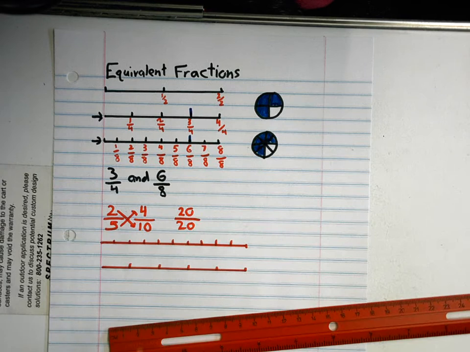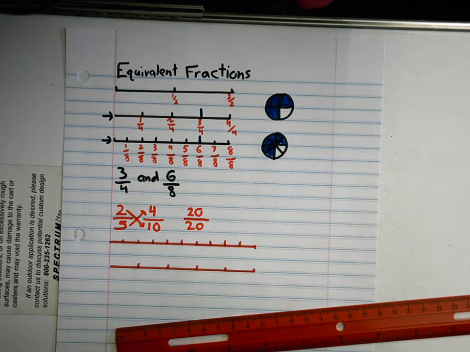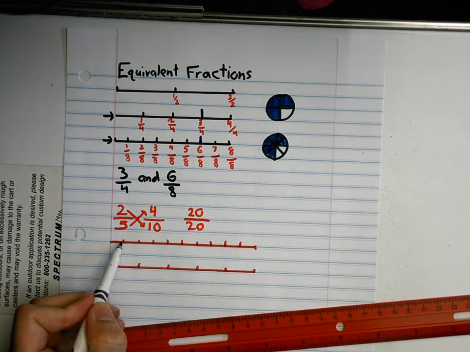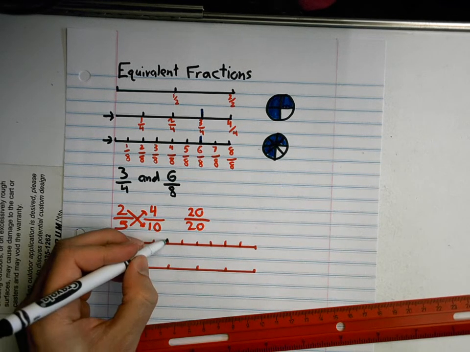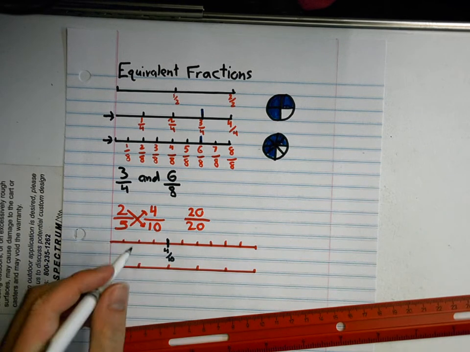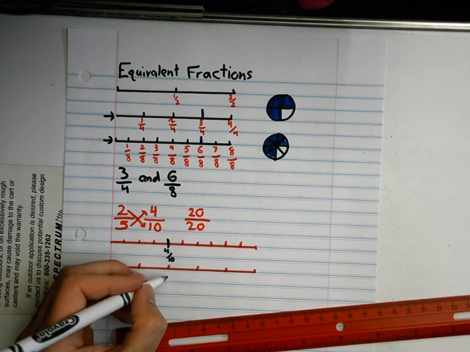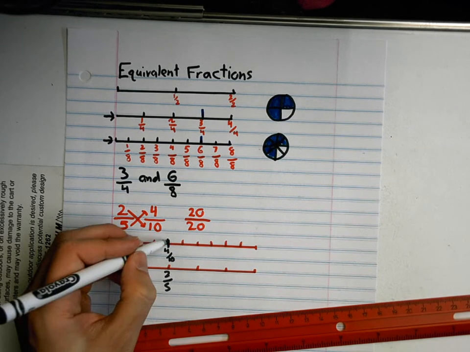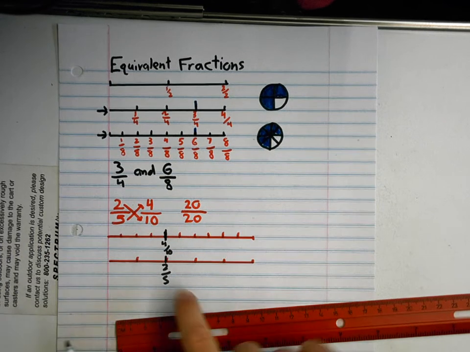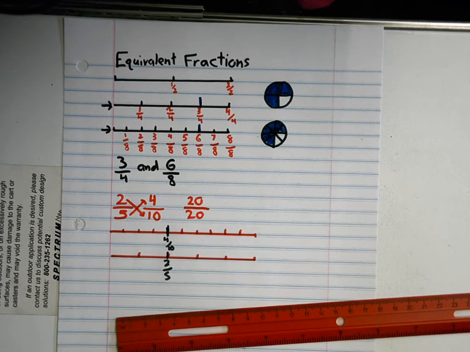Now, this first one, I'm going to go over 4/10. 1, 2, 3, 4. That's 4/10. And this first one is 2/5. 1/5, 2/5. Aren't they the same? They are, aren't they? That proves that by cross multiplying, we can get equivalent fractions. Okay, let's try another one.